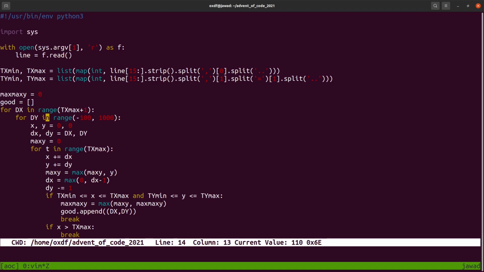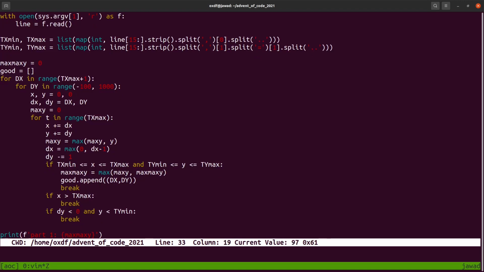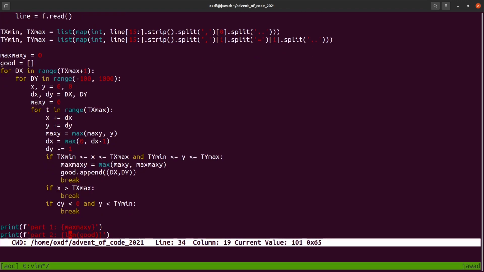So I'm going to start with my empty list of good points and my 0 maximum height. Then I'm going to loop over this range of potential starting dx's and dy's. And I'm going to basically do the physics, and I'm going to track max y for each run. I initialize the physics, then do the physics for each time step, keeping track of my max y. And if I land in the range, I record my max y if it's bigger than the previous one, append it to my good list, and break. Also, if I go beyond my range in either way, I can break, and then I print good. All in all, pretty simple.